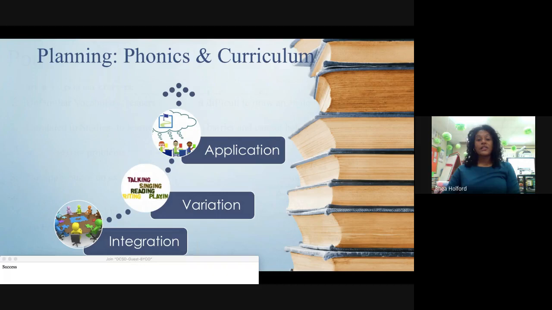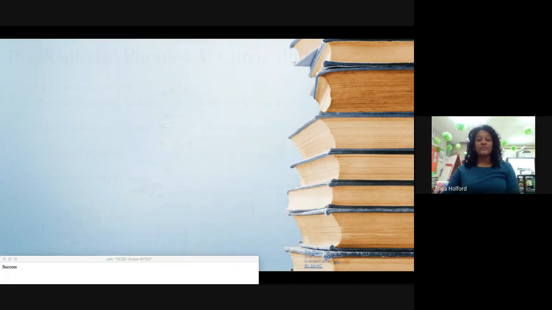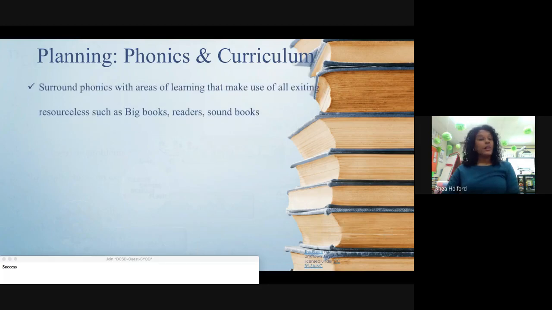So planning phonics and curriculum, we want to do integration, variation, and application. Surround phonics with areas of learning that make use of all existing resources such as big books, readers, and sound books. In today's technology, you'll use Google Slides, you'll use a whole lot of resources.